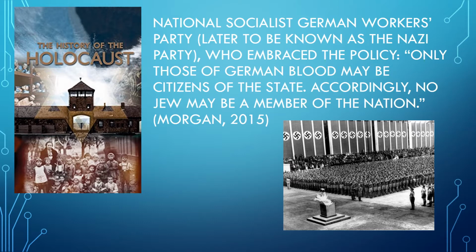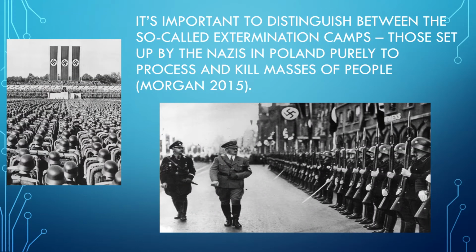The politics involved in the formation of the National Socialist German Worker Party, later to be known as the Nazi Party, who embraced the policy: only those of German blood may be citizens of the state. Accordingly, no Jew may be a member of the nation. This was a large factor that shaped the foundations of the systematic killings. The racism and anti-Semitism that took place was also the leading argument and justification as to why Jewish people were being killed.